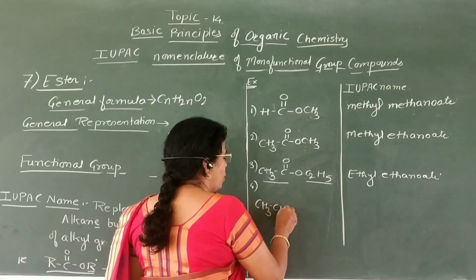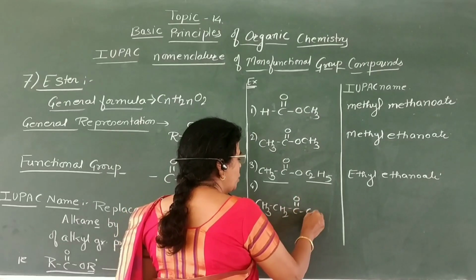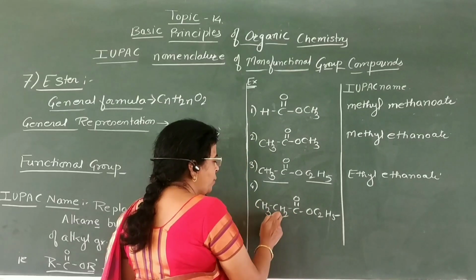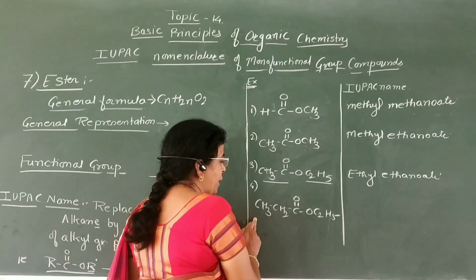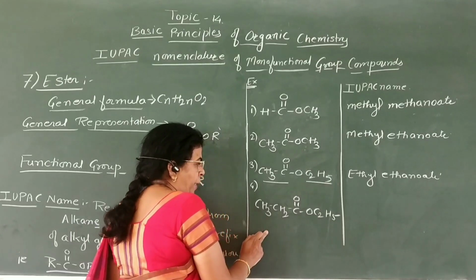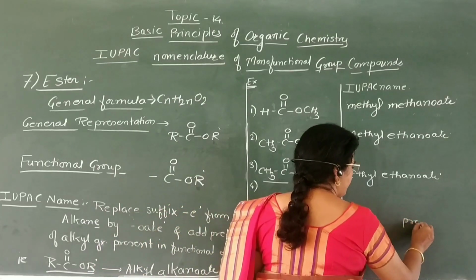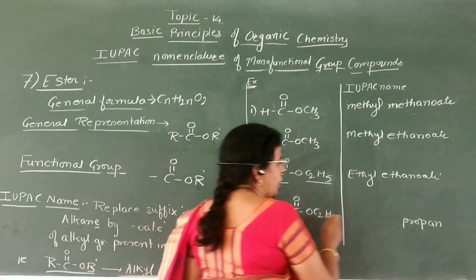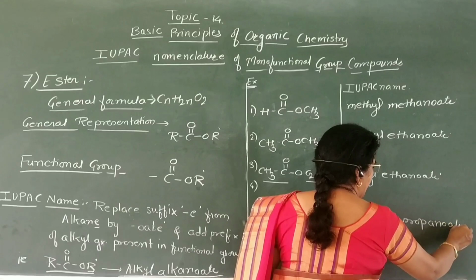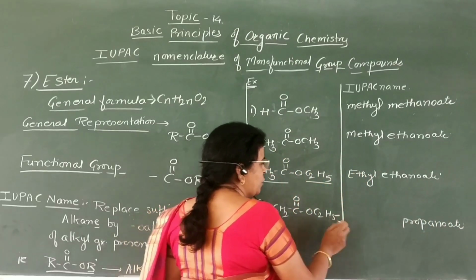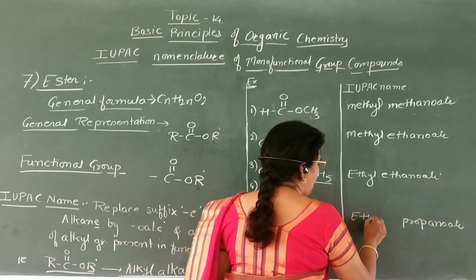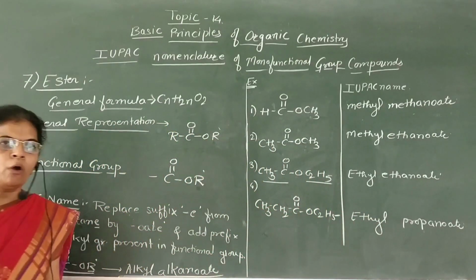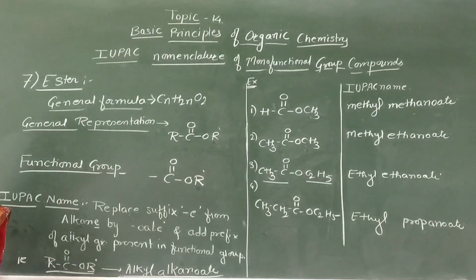Now fourth example, CH3CH2COOC2H5. Now here 1, 2, 3. There are three carbon atoms. Therefore parent alkane becomes propane. But there is ester group. Therefore it becomes OATE, propanoate. And here there is presence of ethyl group. Therefore it becomes ethyl propanoate. In this way, IUPAC names for esters are given.